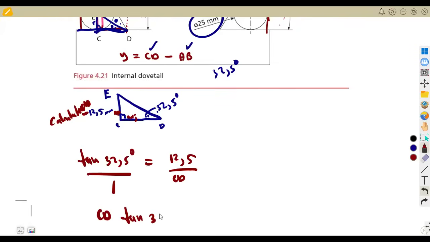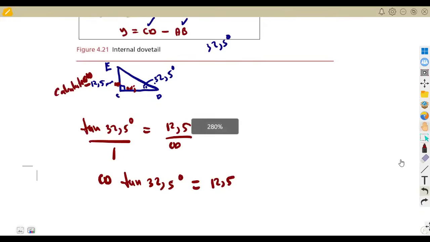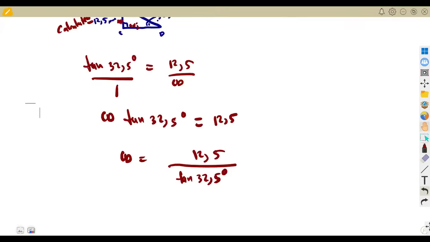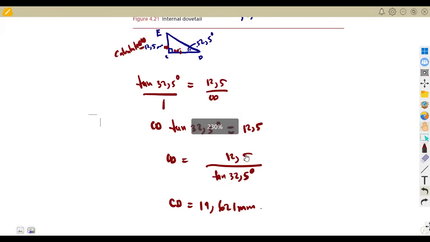The tan of 32.5 is equal to 1 times 12.5, which is 12.5. Then you divide by the tan. So that means the CD is going to be 12.5 over the tan of 32.5 degrees. So that's it. We have got our angle there. So it's just a matter of playing around with these calculations, your triangles, and so forth. So that was going to give us 19.621 millimeters. All right. We have got C to D.